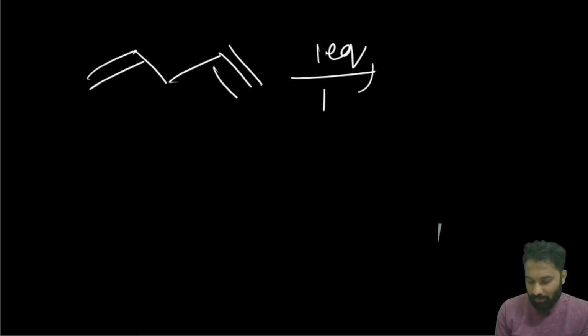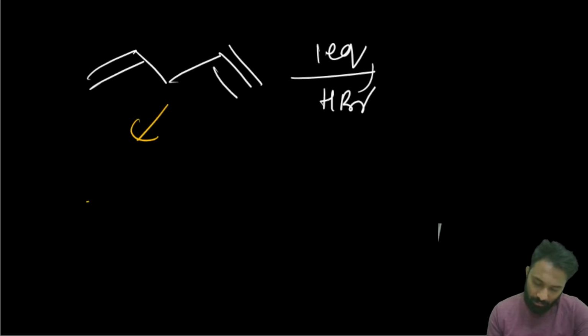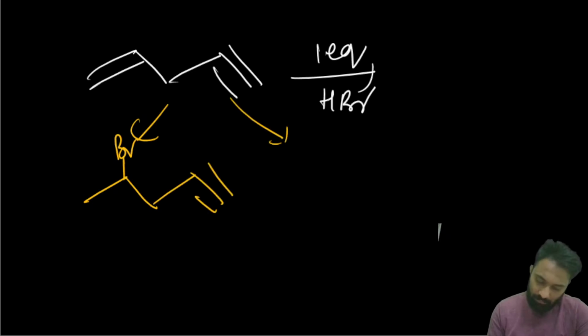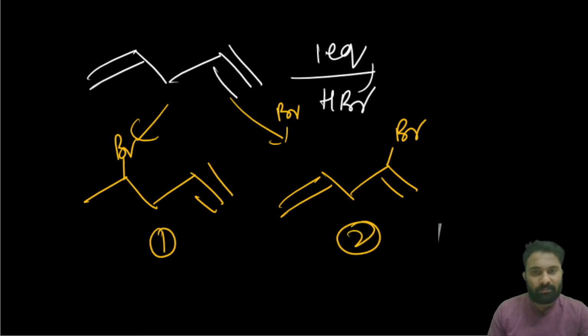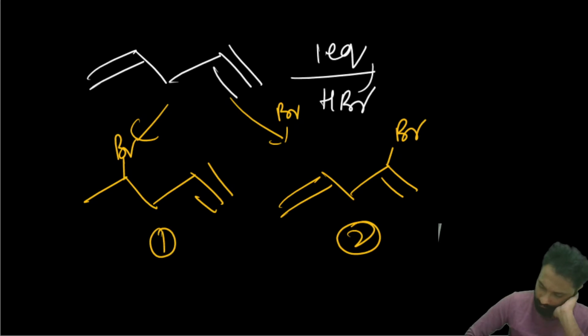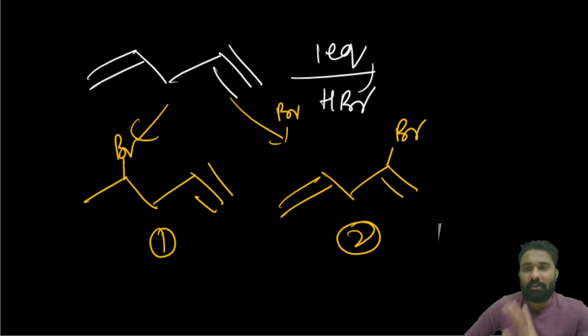One equivalent of HBr. Now, if the Br is attacked here, this is the product we will get. And if the Br is attacked there, now among 1 and 2, which is major?